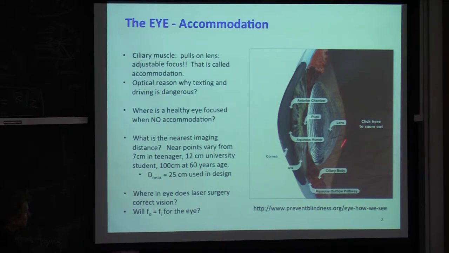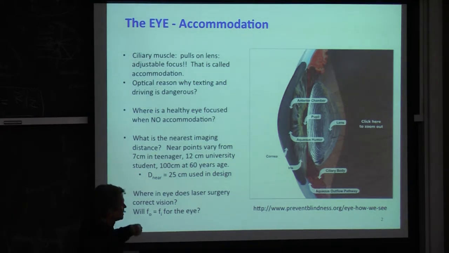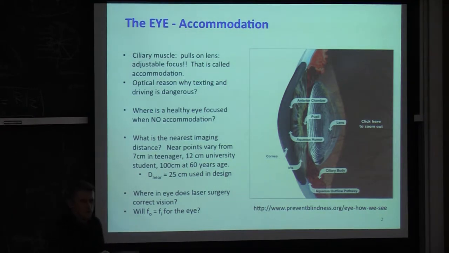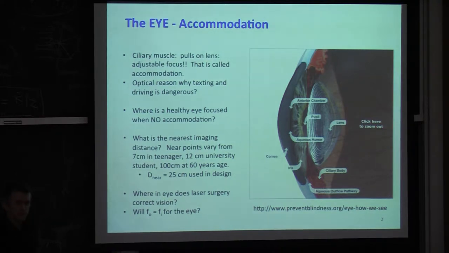It's a soft thing, less soft in my eye because I'm older. And the muscles pull on this, and that's how you correct your vision. By pulling and squeezing this down or stretching it, you're changing the curvature shape here, particularly against the background liquid, and that then changes the focus of the eye. All right, so that's a ciliary muscle that pulls on that.